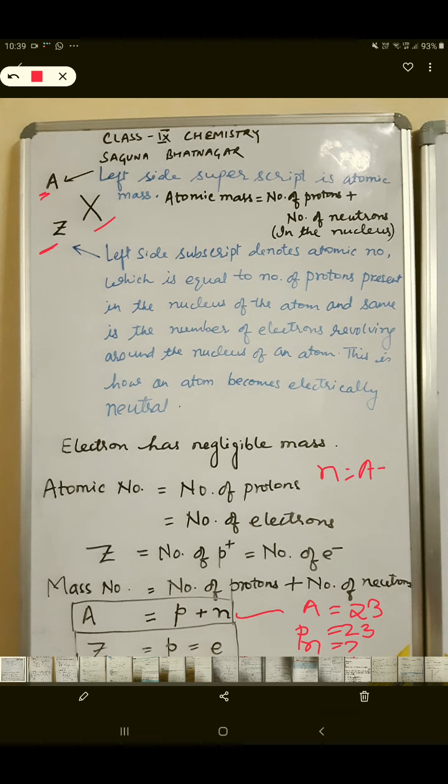A minus P. So it will be 23 minus 11. This will be 12. Value of N, number of neutrons, will be 12. Isn't it, students? It is so simple.